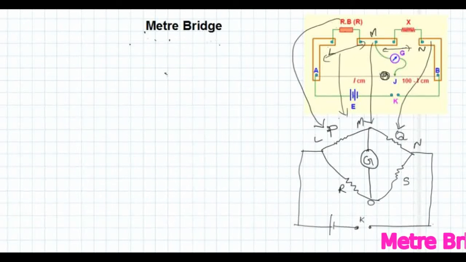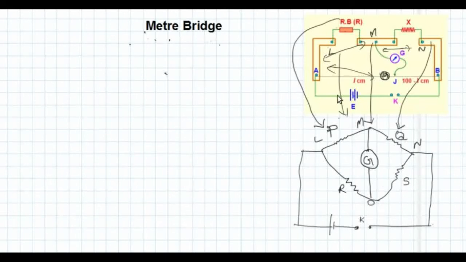Then which are the resistances R and S in the meter bridge? The side AJ is nothing but the branch of the Wheatstone's bridge where R is connected, which is actually the resistance of the length AJ. So the resistance of the wire of length AJ is nothing but the resistance R in the Wheatstone's bridge. Similarly, the resistance of the wire of length 100 minus L centimeter is nothing but the resistance S in the Wheatstone's bridge.